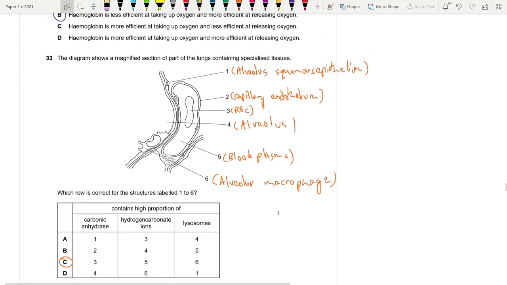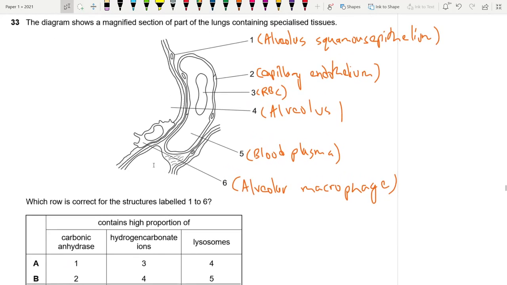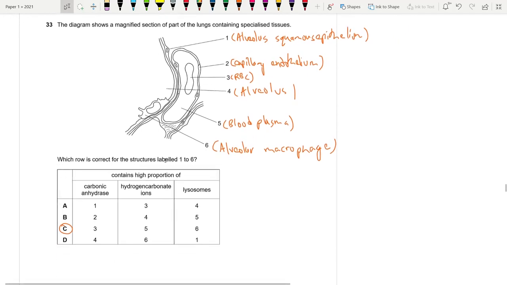33. The diagram shows a magnified section, a part of the lungs containing specialized tissue. Which is correct for structures labeled 1 to 6? I've labeled them at the top. 1 is the epithelium of the alveolus, squamous epithelium. 2 is the capillary endothelium, the blood vessels. 3 is RBC. 4 is the alveolus itself. 5 is the blood plasma, and 6 is the alveolar macrophage, a special type of cell in the alveoli.